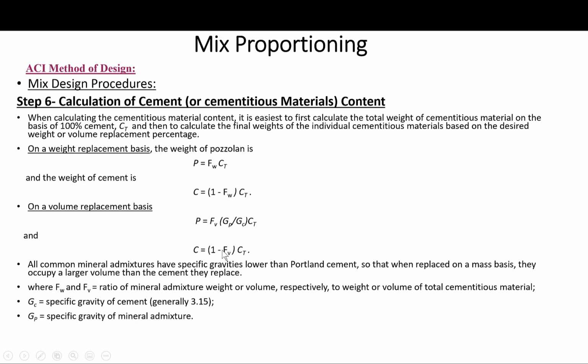And finally, the cement value will be 1 minus F_V times C_T, rather, I'm sorry, this is in the case of volume, and in the case of weight it will be 1 minus F_W times C_T. So all common mineral admixtures, as we said, have specific gravities lower than Portland cement. So when replaced on a mass basis, they occupy a larger volume than the cement they replace. Remember that.